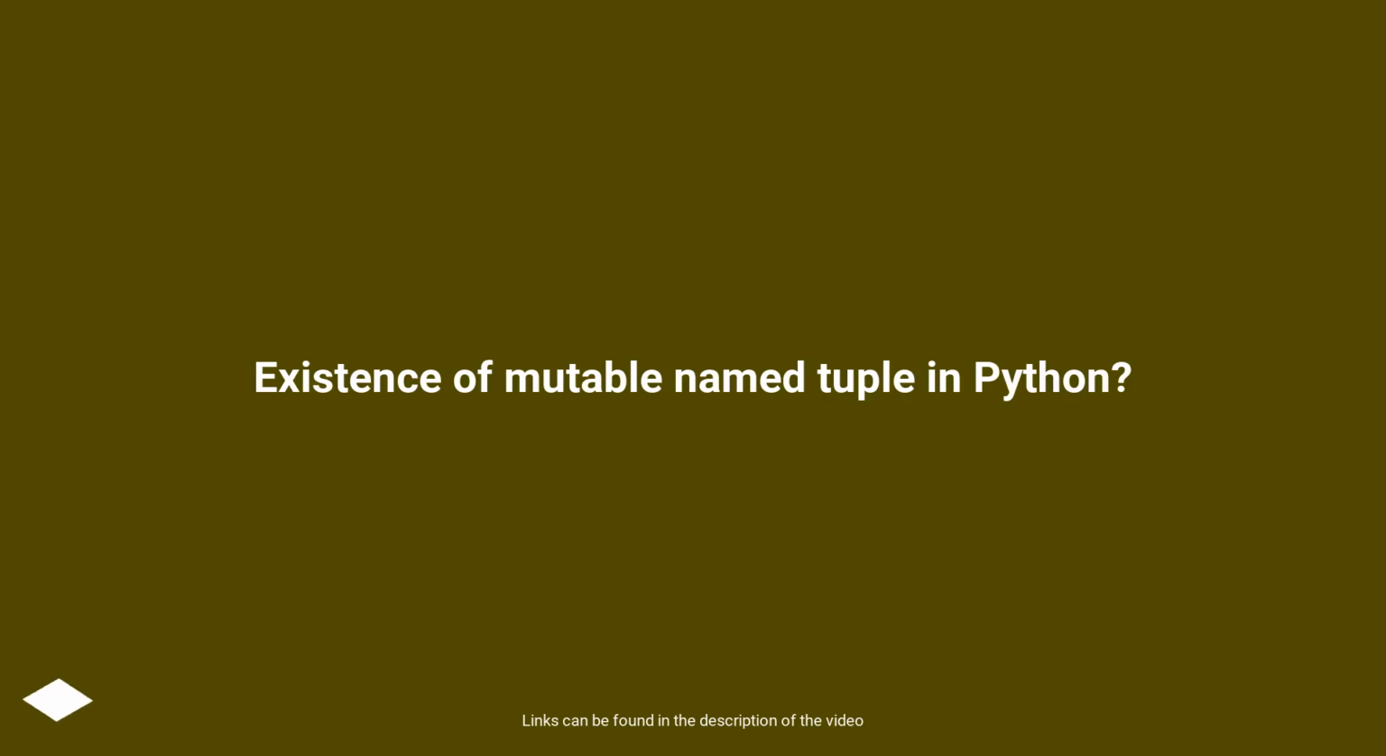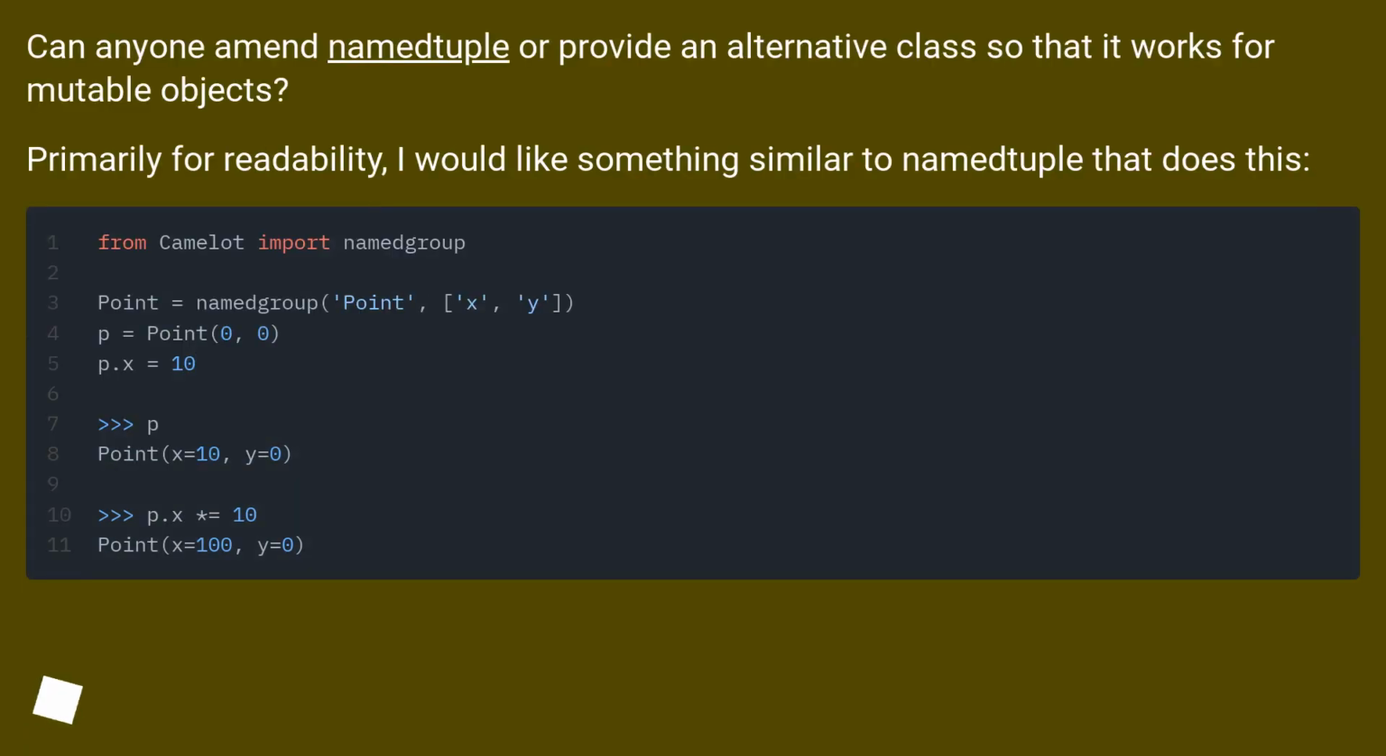Existence of a mutable named tuple in Python. Can anyone amend namedtuple or provide an alternative class so that it works for mutable objects? Primarily for readability, I would like something similar to namedtuple that does this.